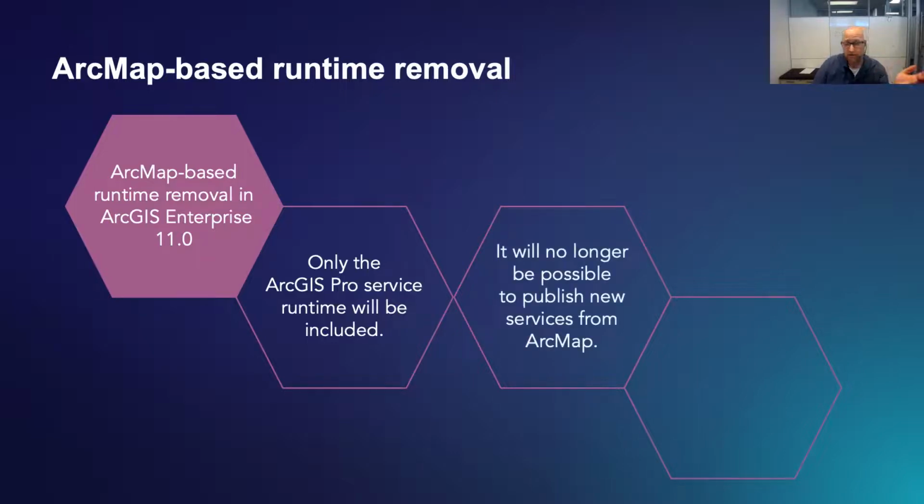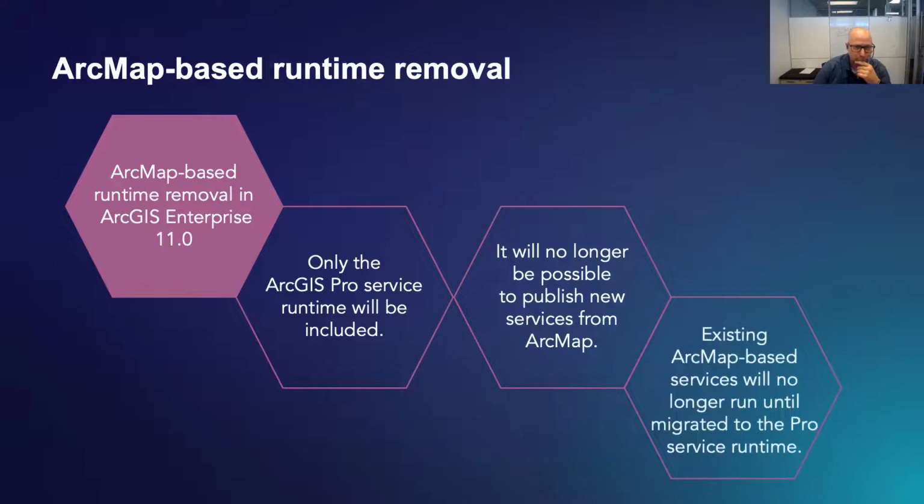So you'll no longer be able to publish services from ArcMap. Pro will be the primary tool for publishing services. Or you can use Portal for ArcGIS to create new services, or ArcGIS Server Manager in an unfederated environment. Existing services that were previously published from ArcMap will no longer work until they are migrated to the Pro service runtime. This can be done by using the Edit Runtime option in ArcGIS Server Manager, or by using the Update ArcMap Services command line tool installed with ArcGIS Server.